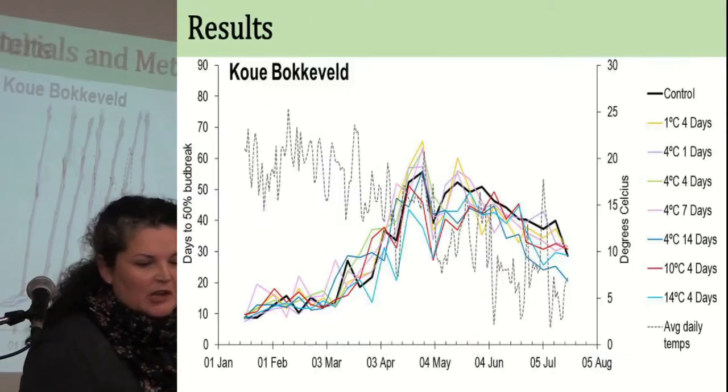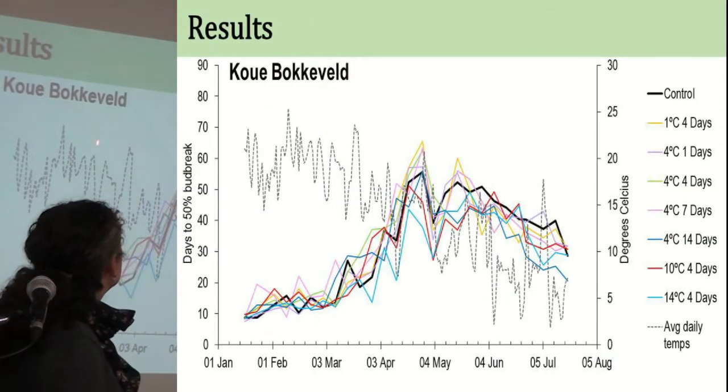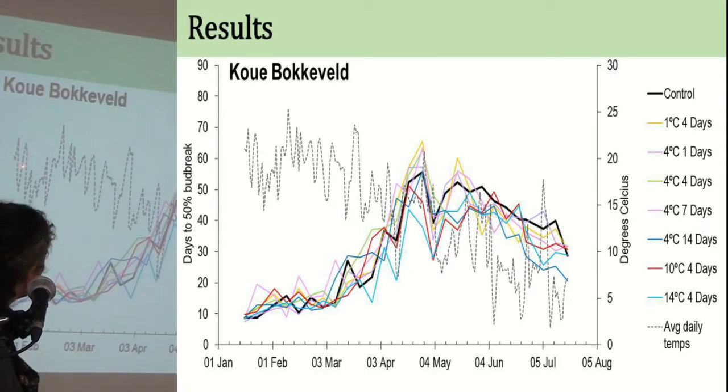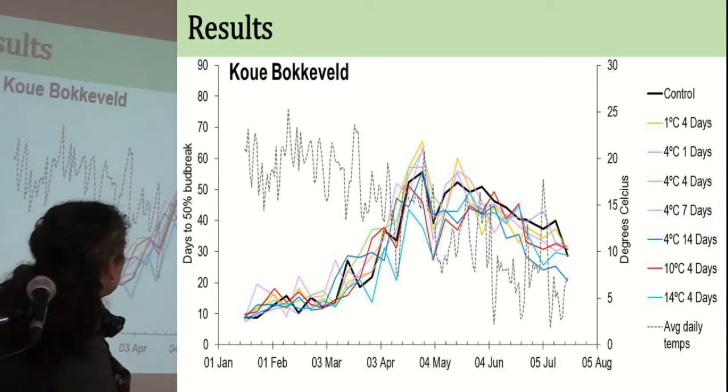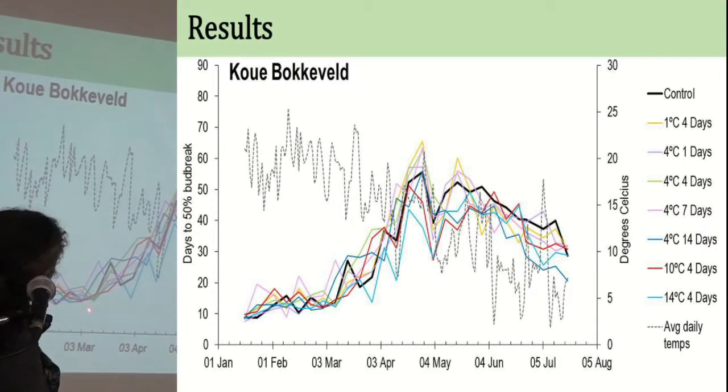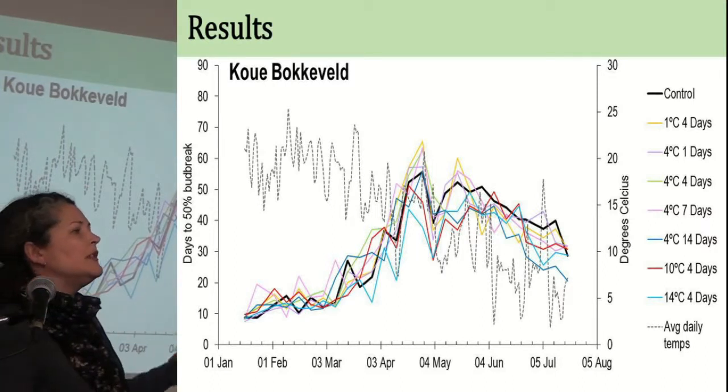Let's look at some of the results from the Koue Bokkeveld. Here you can see a graph where we can clearly see temperatures, the dotted line declining over the winter period. And then these solid lines are the dormancy progression curves, the thick black line being the control that received no extra chill. And the colored lines are all the different treatments.